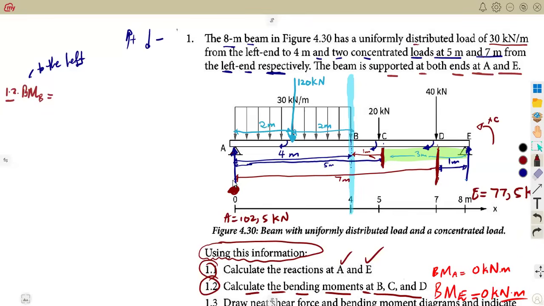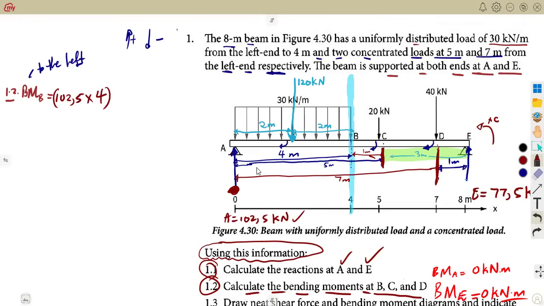So what is the distance? A back to B, it's what? It's 4 meters. So that's A. Remember, we calculated A. Here's our value for A. So that was going to be 102.5. That's 102.5 times the distance, which is what? 4 meters. So this one, it's positive. It's going up.